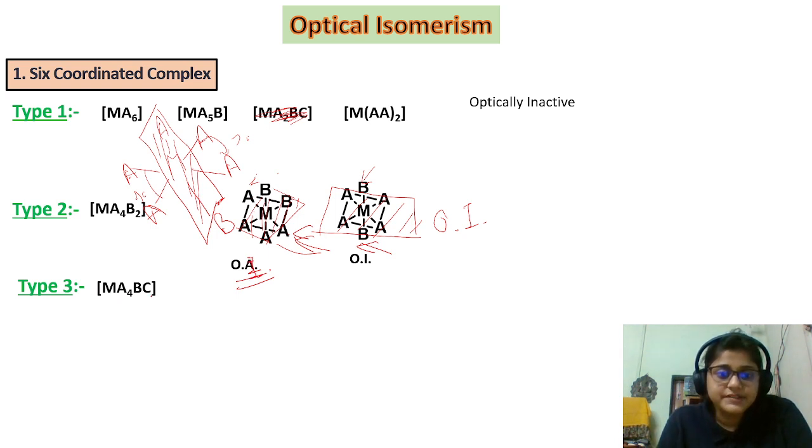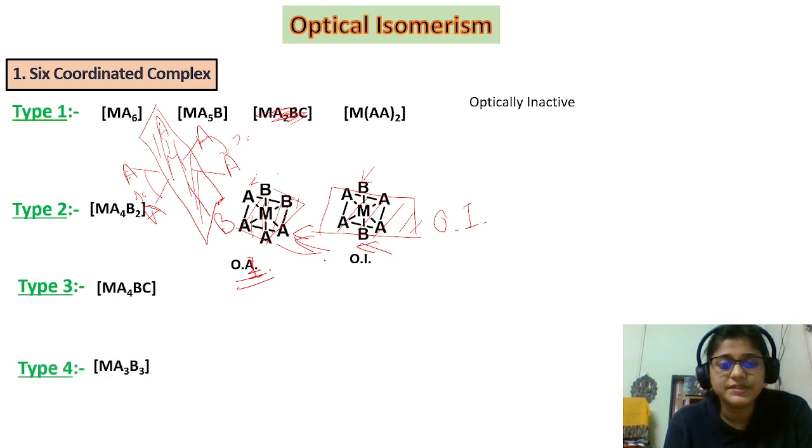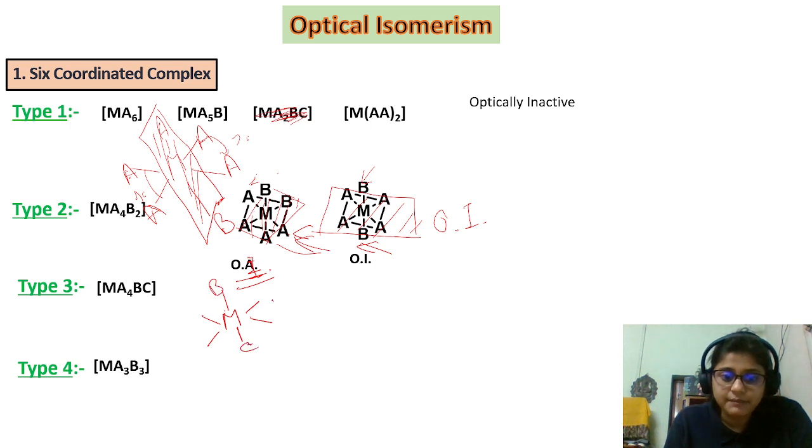So Ma4BC, the same thing happens, right? Ma4BC. If I draw, okay, I'll draw BC trans. I am drawing the trans first. Okay, this molecular plane is absent, like it is reflecting B and C. These are two different atoms.